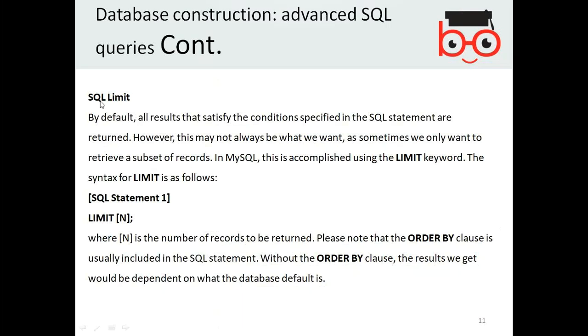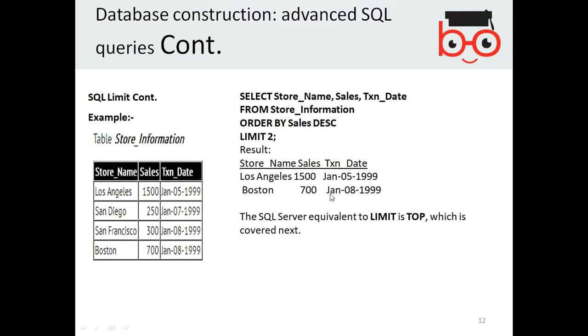Now SQL limit. It will allow you to limit the number of records. For example, if you want to select the store names with a limit of 2, then you only get 2 records there. Normally you are asking to list all records, but when you say limit 2, then you are getting only 2 records: the first record and the second record.